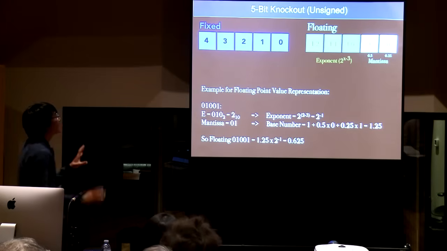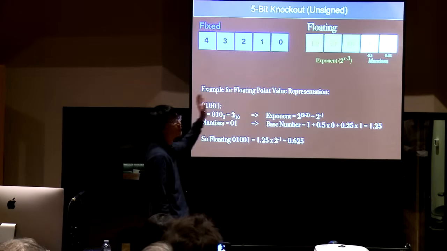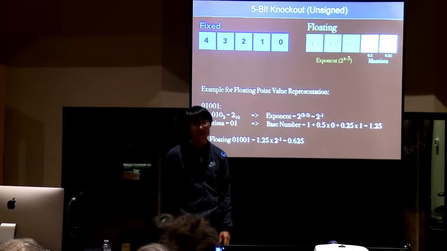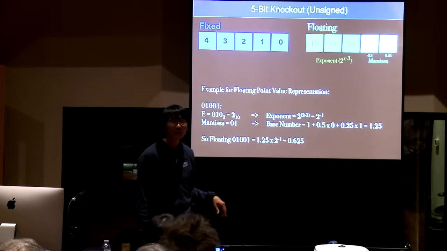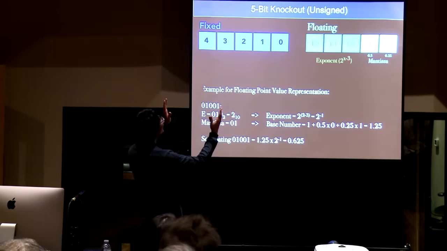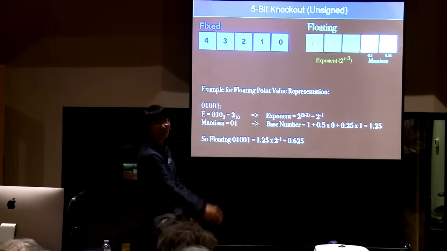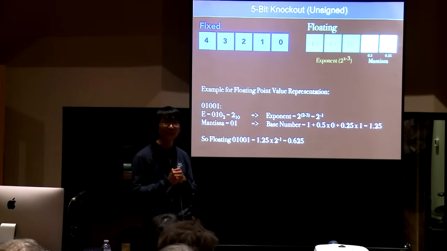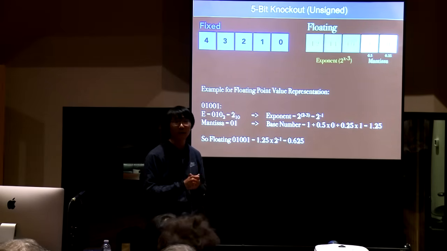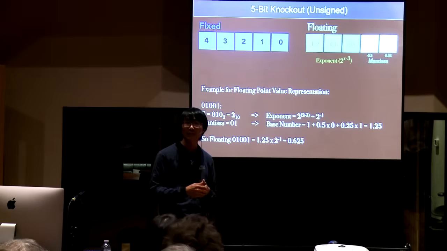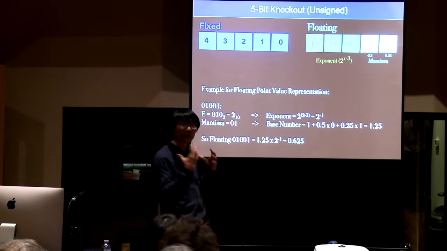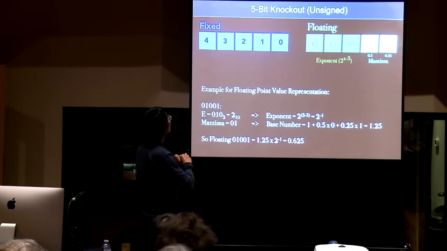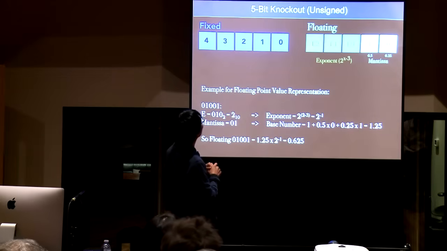To make things simple, I don't want to compare a 32-bit fixed point versus a 32-bit floating point. It's just way too wild. So I simplify it to 5 bits. I call it 5-bit knockout. So it's clearer what you are seeing, and easier, especially for those who are not experts, to understand what we are talking about. So we put a 5-bit knockout between the fixed and the floating.